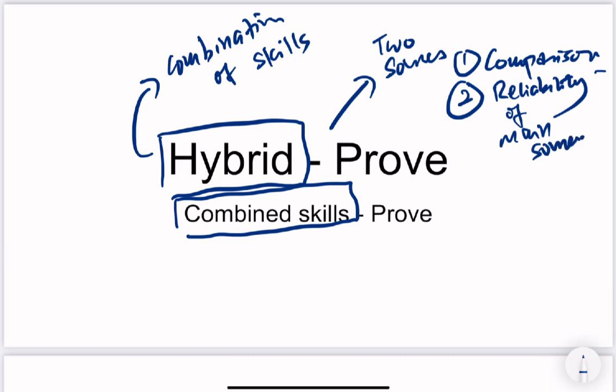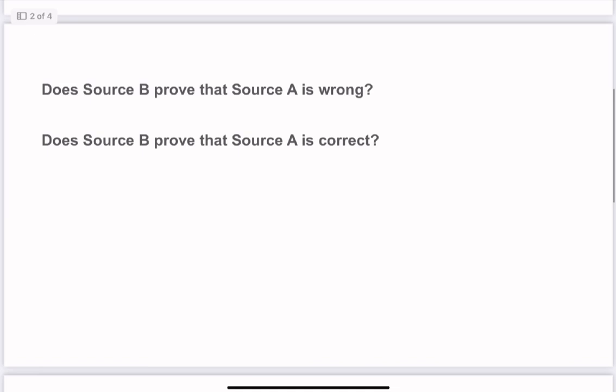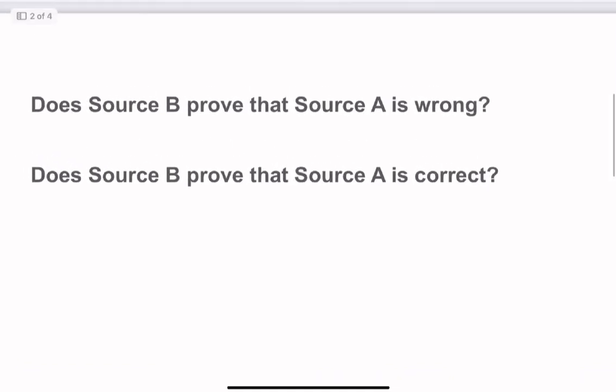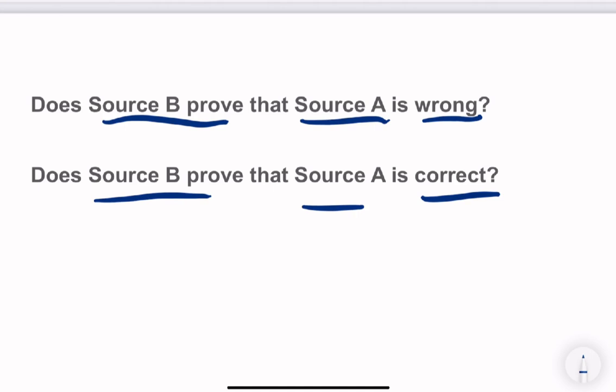Let's take a look at an example of how these questions can be asked. They can ask this question, or test the skill, in two ways. They'll ask you, does this prove that this source is wrong or this source is correct? So actually, the structure of the question is the same. It's just that at the end, it's slightly different. But the way to answer the question generally is the same. First, like I mentioned, the comparison between both sources.